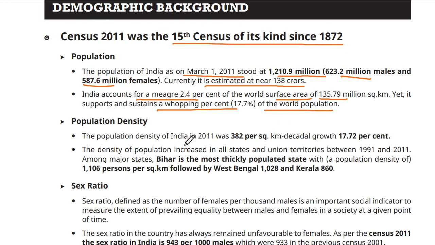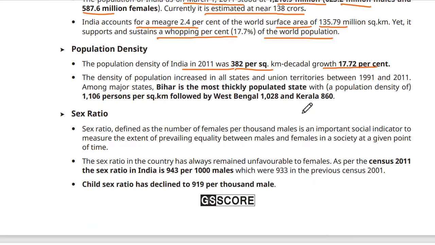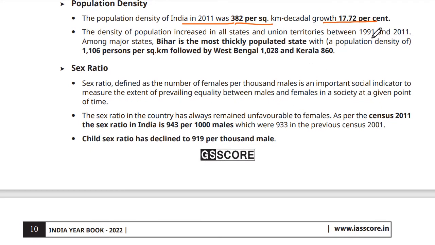Population density. The population density of India in 2011 was 382 per square kilometer. Decadal growth was 17.72%. The density of population increased in all states and union territories between 1991 and 2011. Among major states, Bihar is the most thickly populated state with a population density of 1,106 persons per square kilometer, followed by West Bengal with 1,028 persons per square kilometer and Kerala with 860 persons per square kilometer.